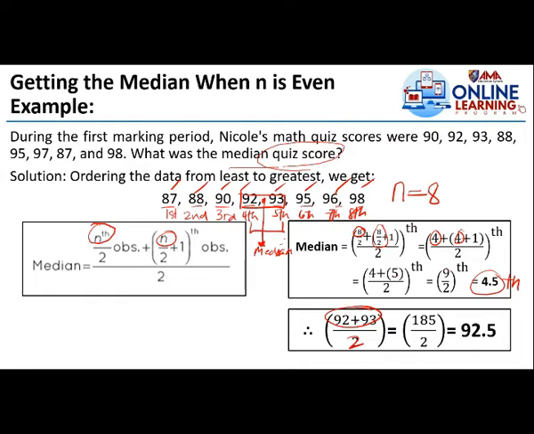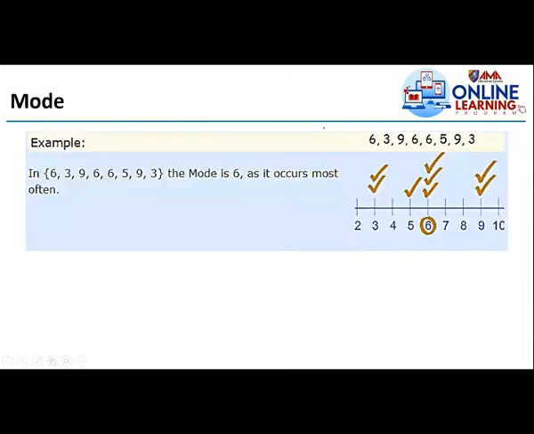Okay, so 92 plus 93 over 2 is 185 divided by 2. That is 92.5. Therefore, the value of the median is 92.5. Okay. Now, let's proceed to the next slide.